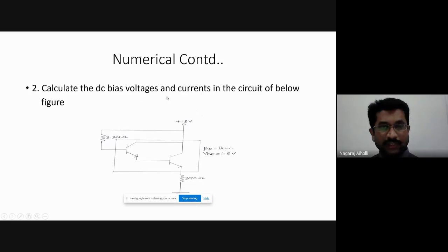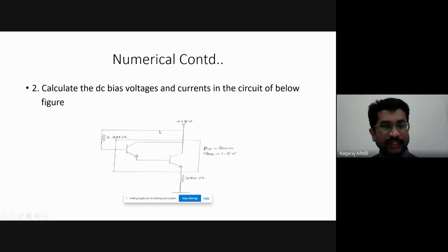Calculate the DC bias voltages and currents in the circuit of the below figure. Now this is the circuit which is given. They have asked to calculate the DC bias voltages and the currents. Now we have already done the DC analysis of this Darlington bias circuit and we have got the equations. We already derived those equations, right? The analysis is like this.